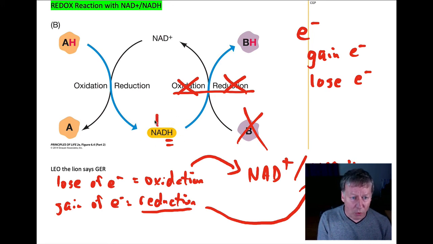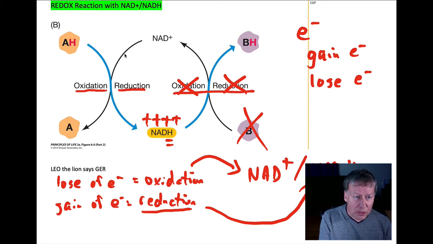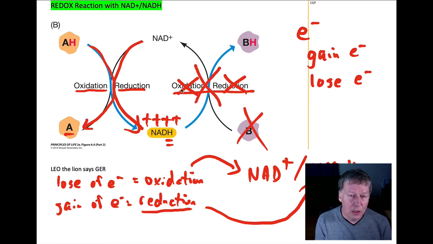We're going to get more and more and more of it, because this oxidation reduction reaction is still going to occur. NAD plus is still going to be reduced and turned into NADH. AH is going to be oxidized and turned into A. So this process is going to continue. This reaction will continue, this reaction will continue, but this one will stop.